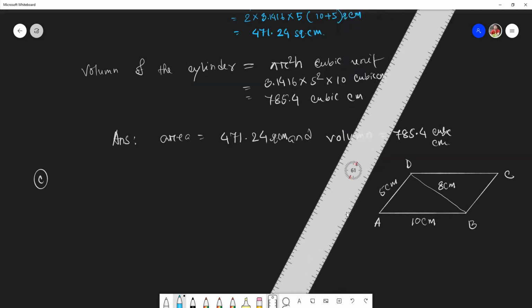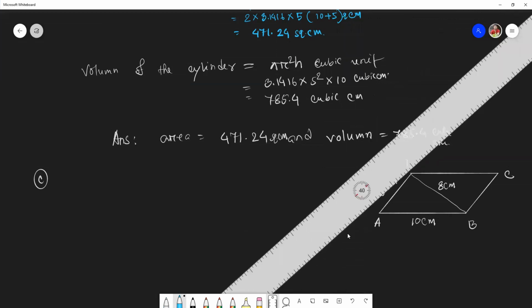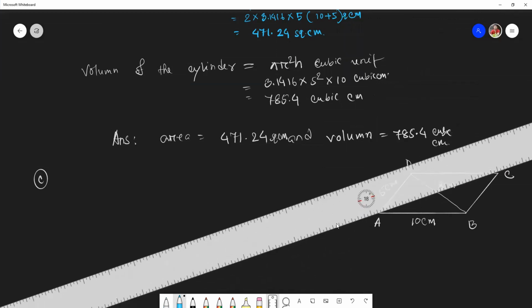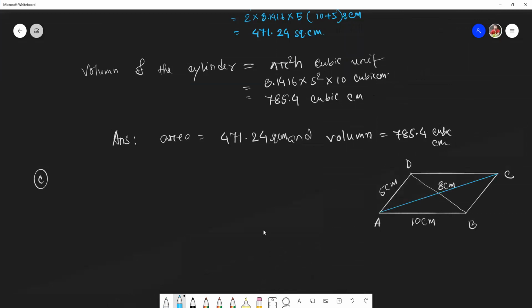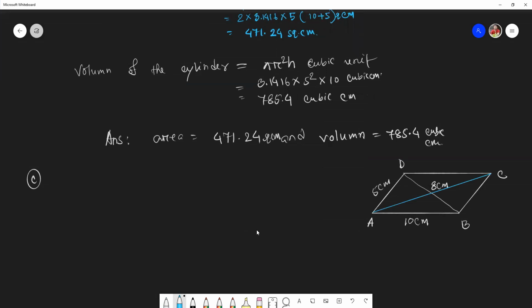Okay, now draw the figure. This is the exact figure. Now draw the figure here. And 8 centimeter, basically line BD here is 8 centimeter. Like this one is 8 centimeter. So now the next step.